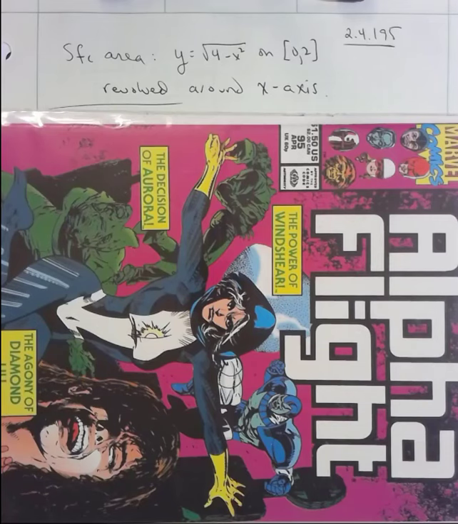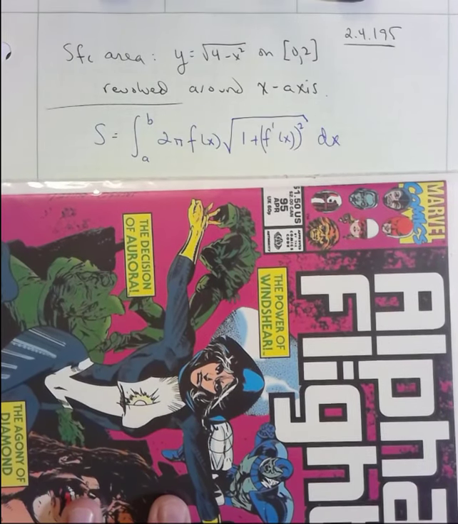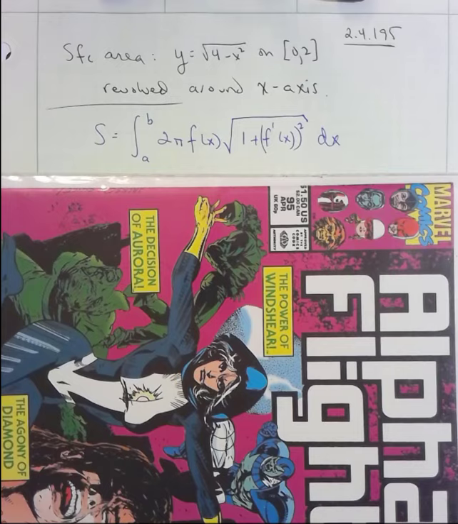Here we go with finding the surface area of a surface of revolution. We're going to take the function y equals square root of 4 minus x squared on the interval from x equals 0 to x equals 2, and revolve it around the x-axis. By now, you should have seen this monster, which is the formula generated through a partitioning analysis.